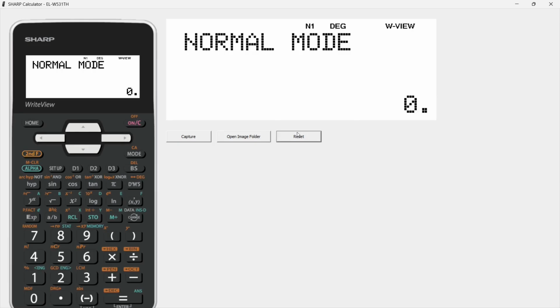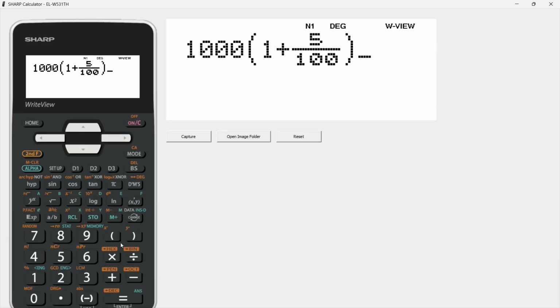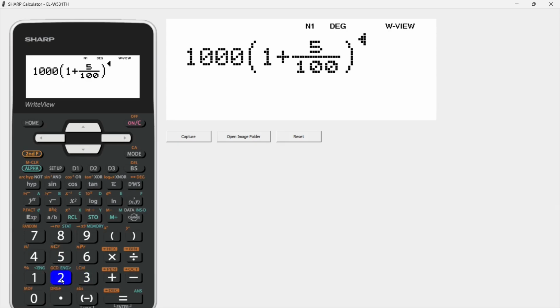All right, so this is the calculator. Let's try and put this in here. So we're going to type in 1,000, open bracket. We're going to have 1 plus, we're going to write a fraction here of 5 over 100. Then we're going to close the bracket, and then we're going to raise it to the power of 24.